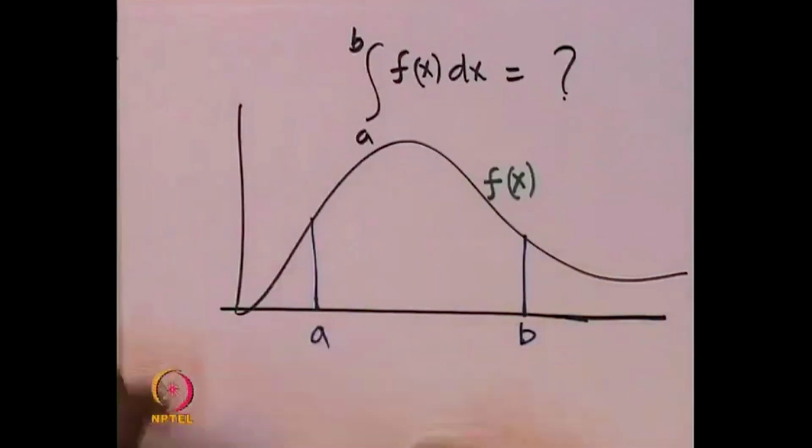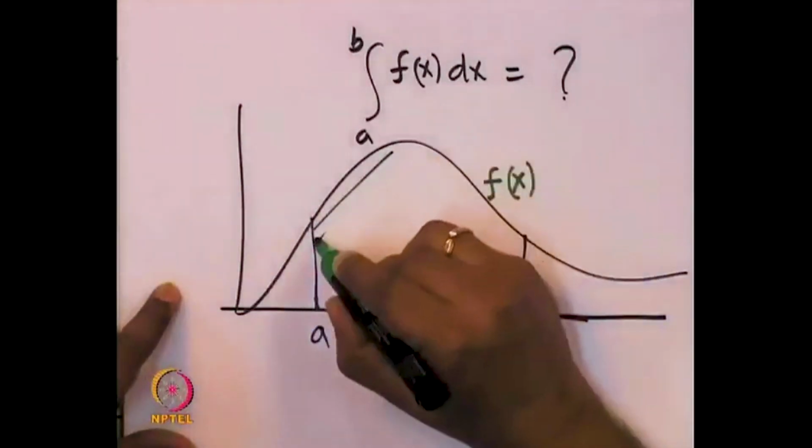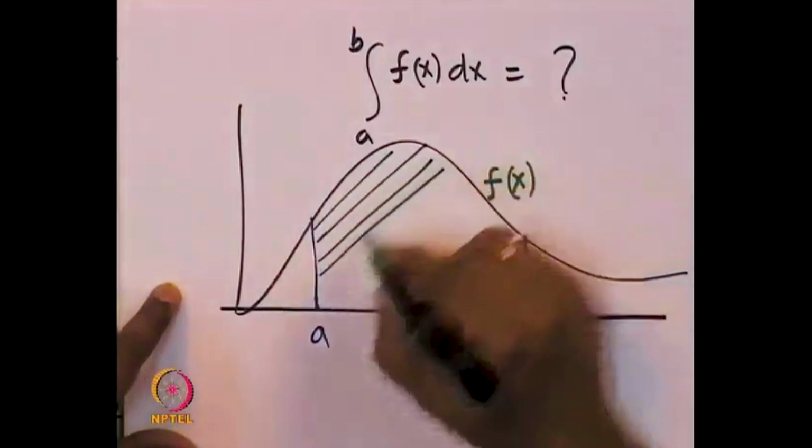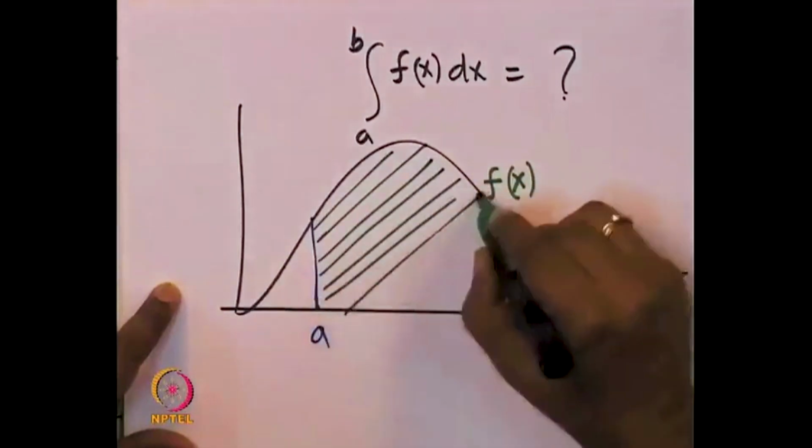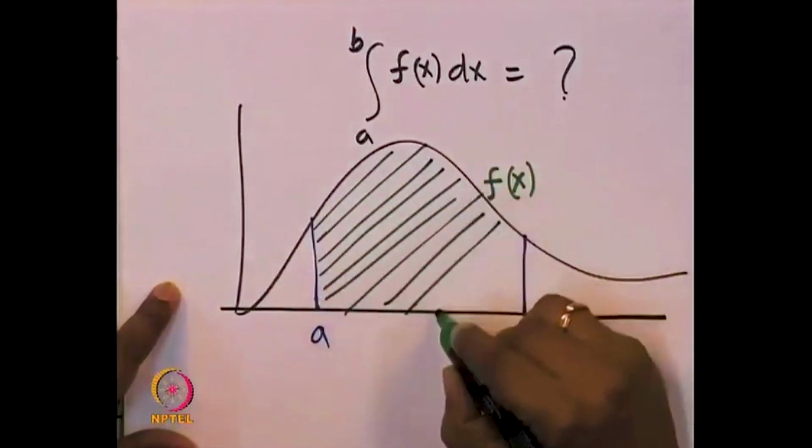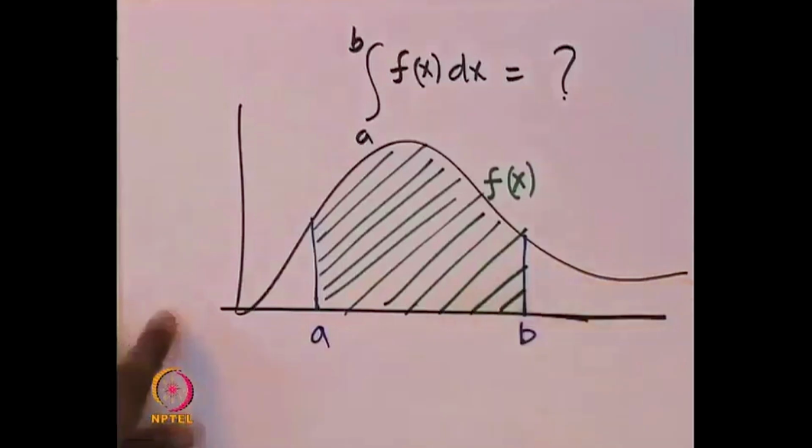So let me shade this region. The area of this shaded region essentially will give you this answer. So if you can calculate the area of this region, that will give you this answer. Now how do we calculate the area?